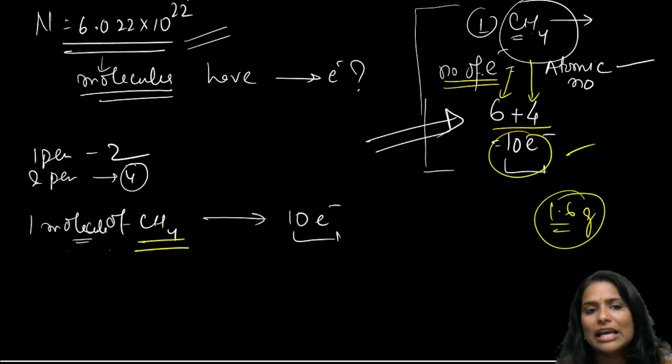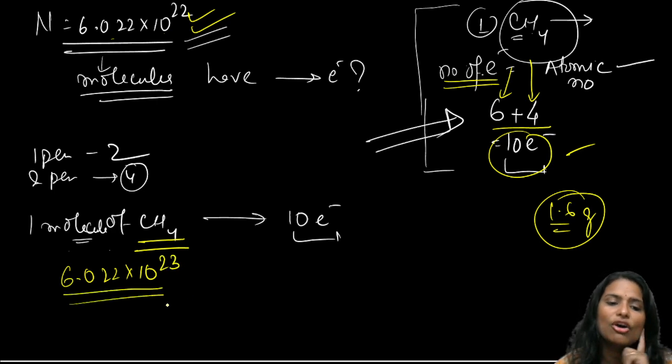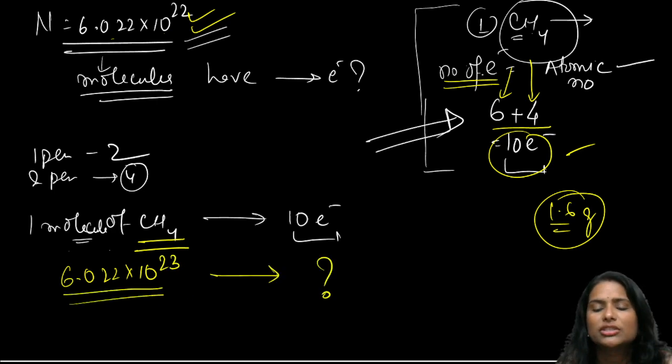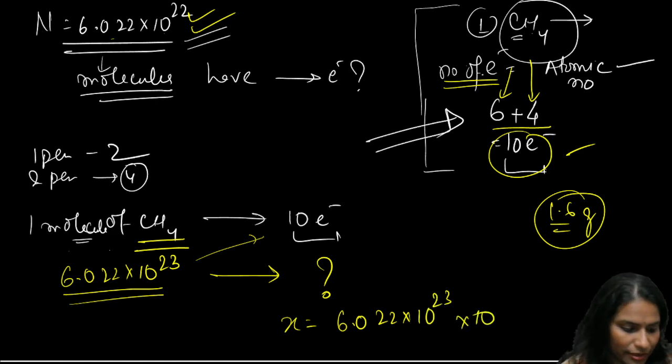So in this we have calculated the number of molecules. How many molecules are there here? 6.022 into 10 to the power 23. In this many molecules, how many electrons are there? X. So what you will do, you will just cross multiply it. So X is equal to 6.022 into 10 to the power 23 into 10.